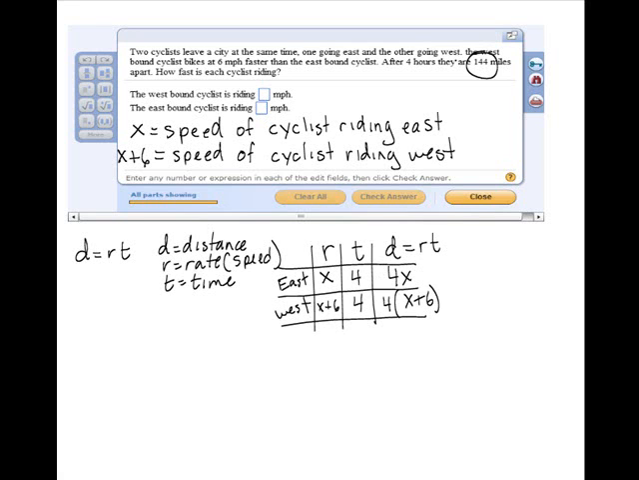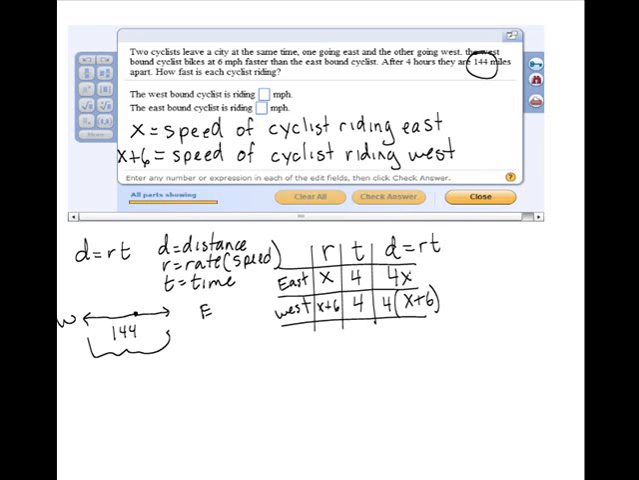Sometimes it's helpful to draw a picture. We have west here, east over here. They start here. Two cyclists leave a city at the same time. One is going east, while the other one's going west. The one going west is 6 miles per hour faster than the one going east. And after 4 hours, they're 144 miles apart. So this total distance right here is 144.